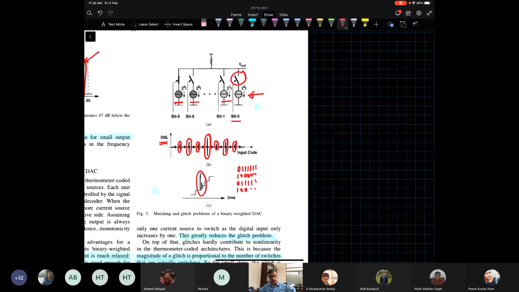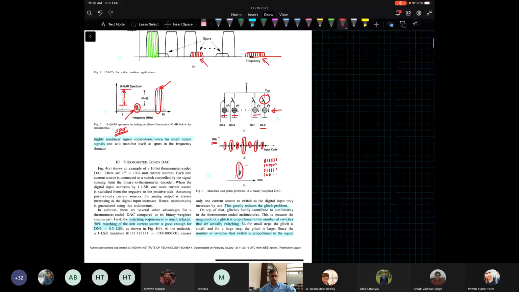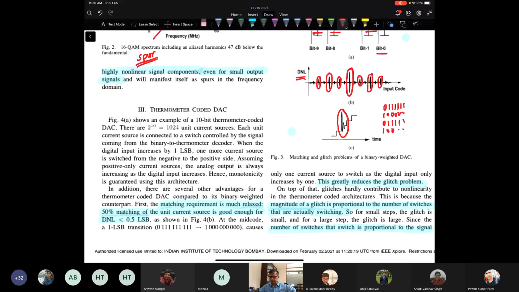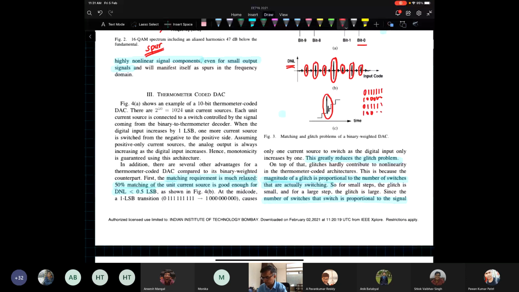So what's going on in a binary DAC is the glitch. The magnitude of the glitch is proportional to the number of switches that are actually switching, not the amplitude of the signal, but the number of switches, and that is a problem when it comes to a binary DAC. These are the issues we discussed earlier in our previous lecture, but I just wanted to show you, it's nicely summarized in this particular paper.